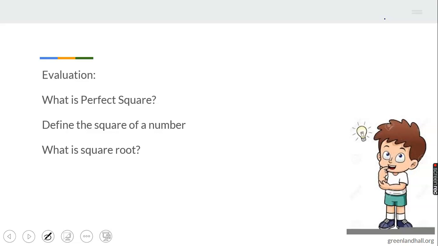All right, now let's look for our evaluation before we wrap it up today. What is perfect square? All right, I can see, nice try. Define the square of a number. Good. What's the square root? Brilliant. Nice job, boys and girls. I want to believe that cloudiness, that darkness of what is the square root of a number, you have eliminated it from you and you can now tell which one is which moving forward.